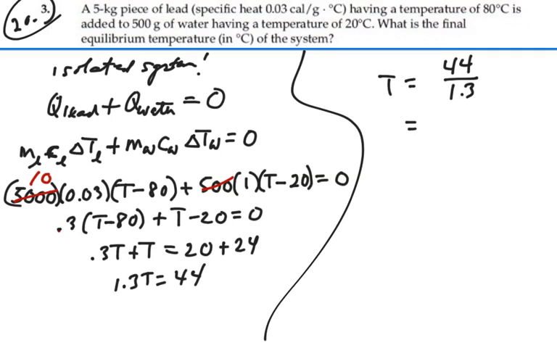And that is 33.85 degrees Celsius. So that's our answer. That's the final equilibrium temperature of the lead and the water, 33.85 degrees Celsius.